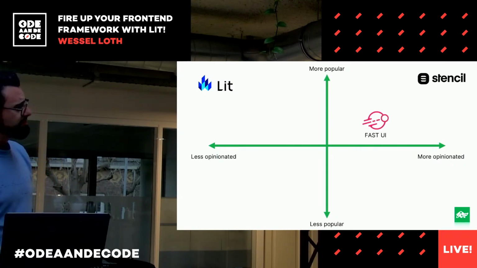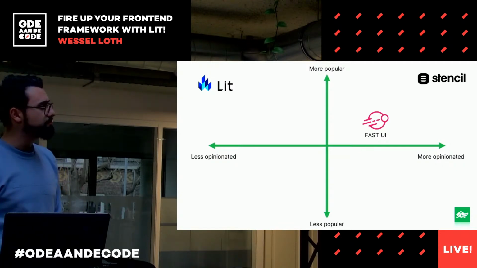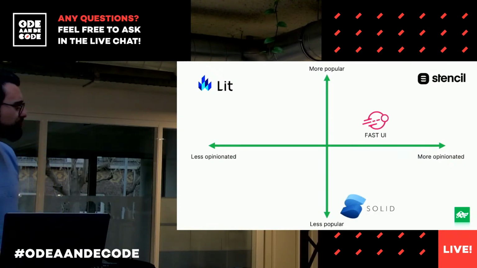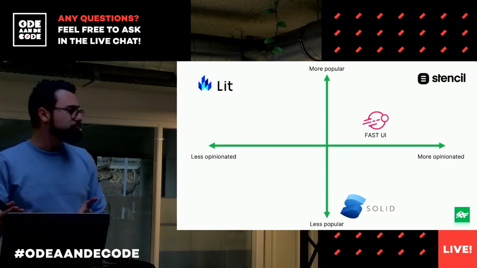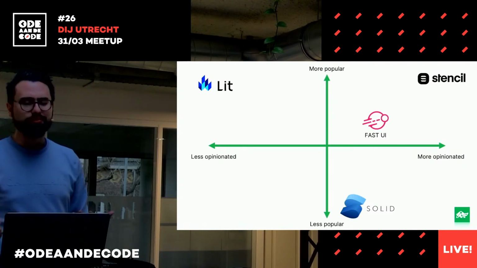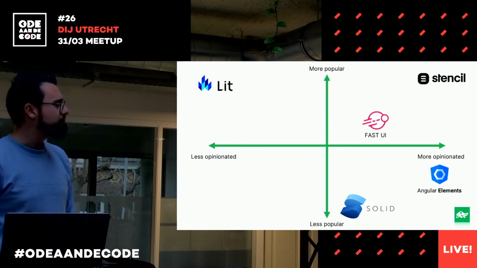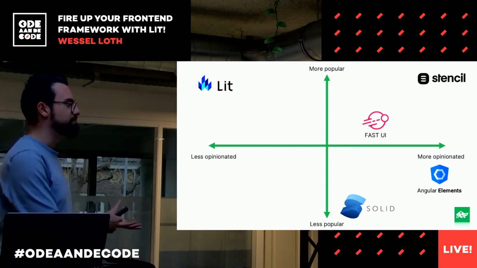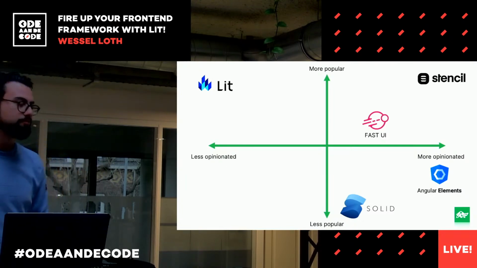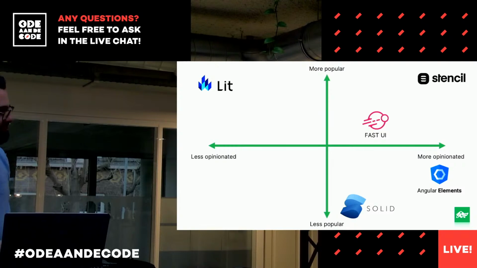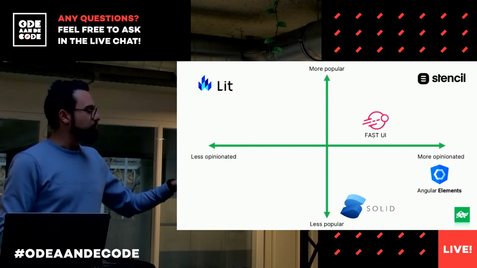Then there's the other ones, FastUI. It's pretty opinionated, maybe not as much as Stencil, but it's also not really as popular, not as many people know about it. Solid, not really a strong opinion on the way you work with it, but it's also not very well known. And then lastly, we have Angular Elements, which of course is just Angular. It just compiles to web components. But Angular itself is a highly opinionated framework, and it looks nothing like vanilla web components. So that's about the libraries.